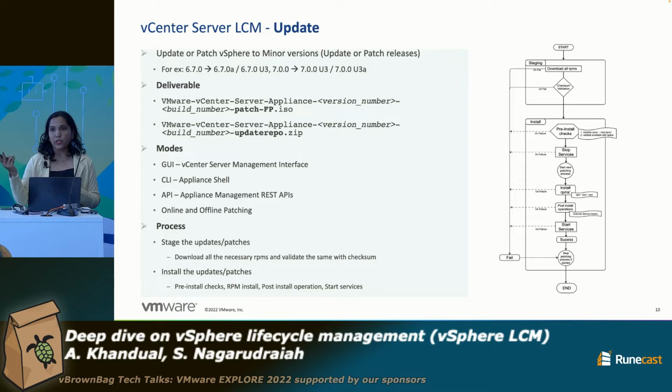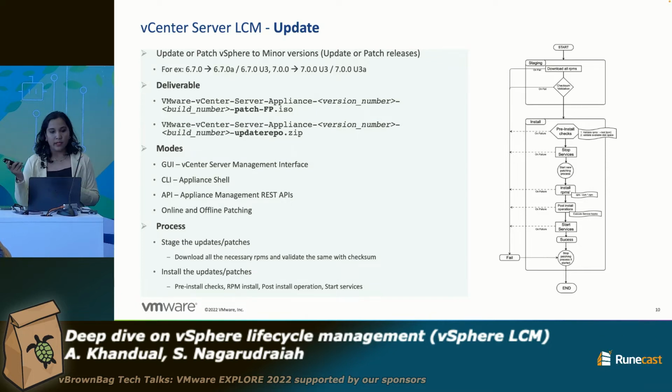There are also 2 modes you can use: online patching and offline patching. Online patching is hosted by VMware. All the RPMs and manifest files which you need are hosted online, and you can connect to that Akamai server and do your patching using either GUI, CLI or API. If you're doing offline patching, you have to do it through the patch ISO or the update repo.zip, either attached to your appliance or downloaded on an external server.